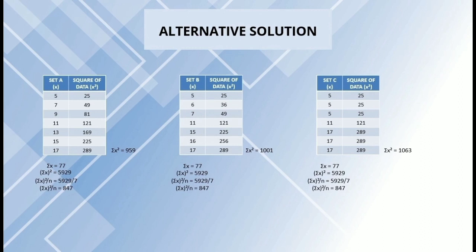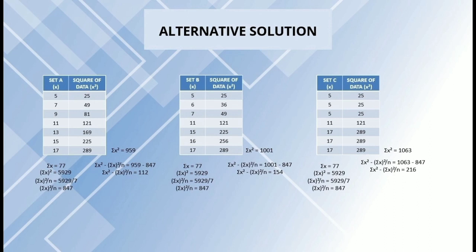And now that we have solved the second term for all our data sets, we subtract the second term from the respective first term for each set. So for set A, we subtract 847 from 959, and we get 112. Then for set B, 1001 will be subtracted by 847 again. We then get the value of 154 for set B. For set C, we do the same procedure that we did in sets A and B, and get the answer of 216.